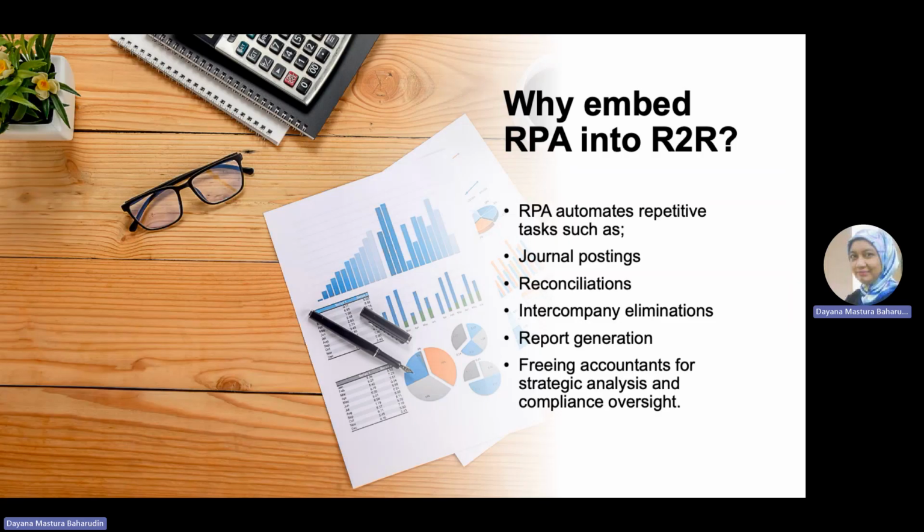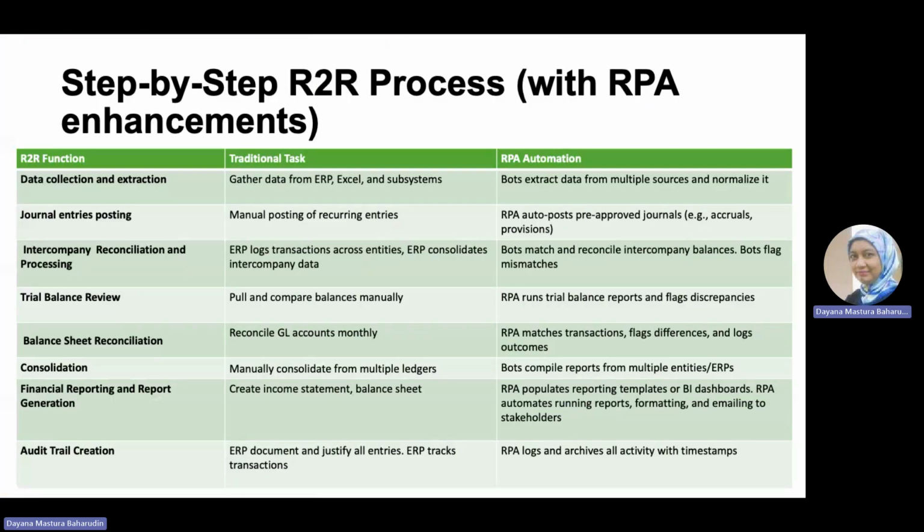So you can ask them to do journal postings, reconciliations, intercompany eliminations, report generation, freeing accountants for strategic analysis and compliance oversight. I would say that accountants will not lose their skills. You still need to have them because you would need to control these bots, because you are the one that programmed them and to make sure that it works properly.